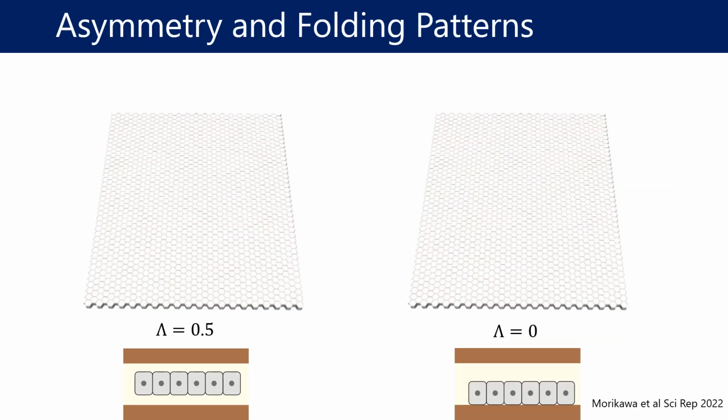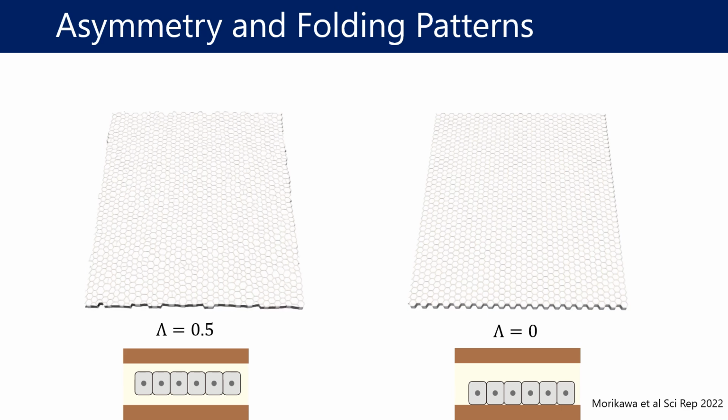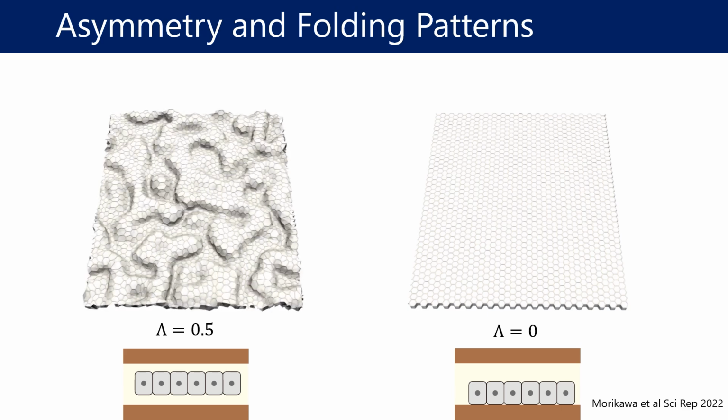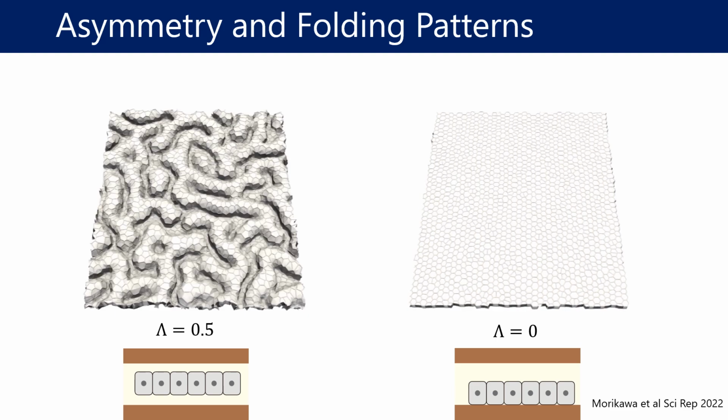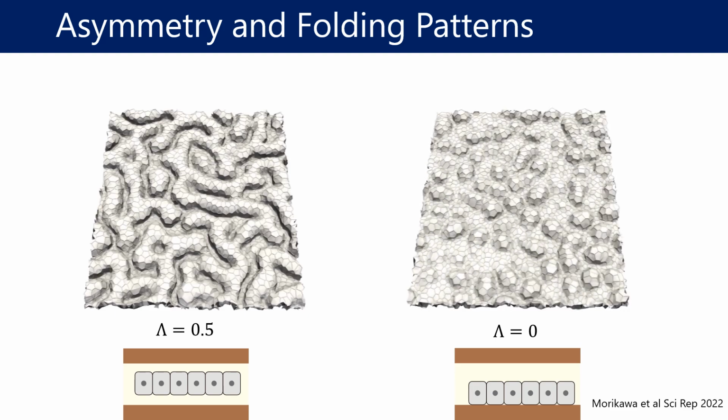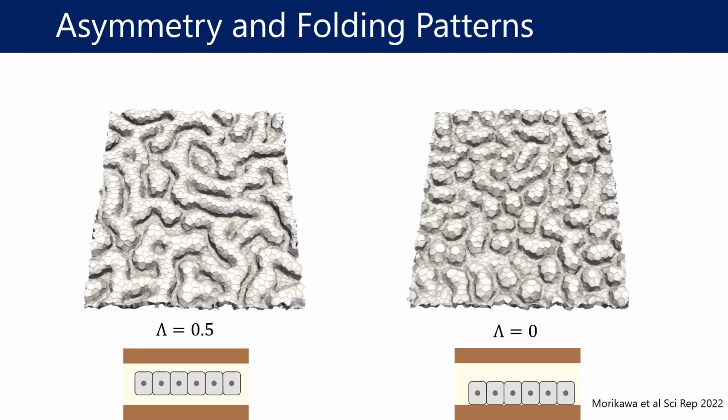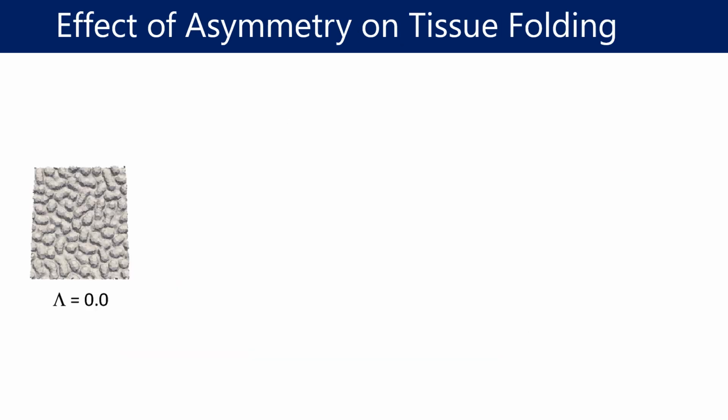Now let's see how asymmetry affects folding patterns in our simulations. We have 2 examples here. These tissues grow by cell divisions under different asymmetry conditions. In the first case, where constraints are symmetrical, we see a labyrinth-like pattern forming. In the second case, where the sheet is attached at the bottom, we see a pattern dominated by spot-like protrusions. This shows that even small differences in environmental asymmetry can lead to very different folding morphologies.